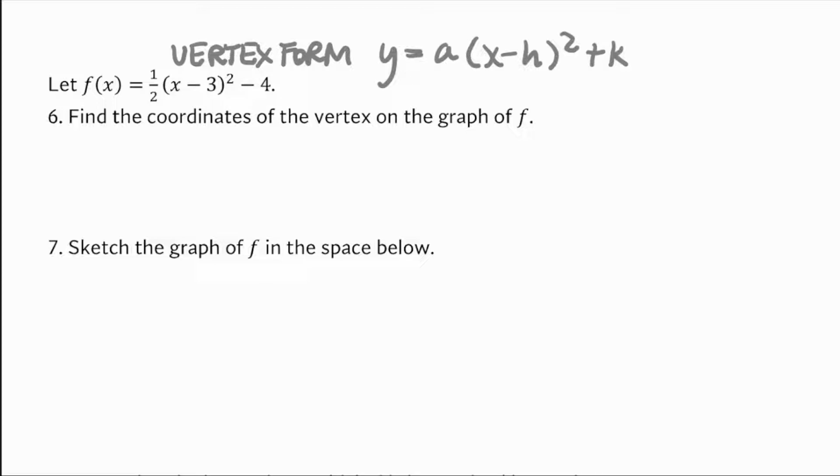Where h and k are the coordinates of the vertex. So if I've got x minus 3, then I know that the x coordinate of my vertex is going to be 3. And if on the outside of the square I've got subtracting 4, I know that the y coordinate of the vertex is going to be y equals negative 4.